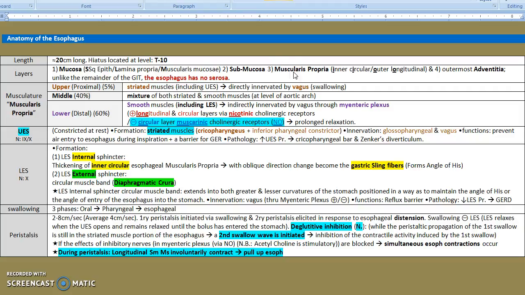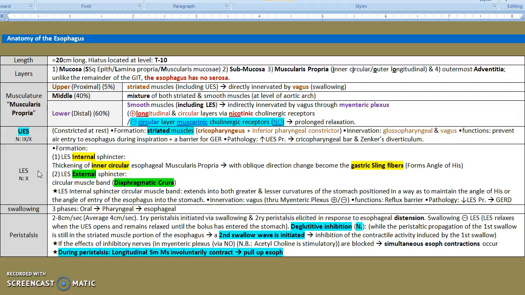The muscularis propria is the muscular layer that we talk about when we discuss the three thirds of the esophagus. The upper third is mainly striated and the lower third is mainly smooth muscle, with an overlap in the middle third. Sometimes they ask about the inhibitory effect of nitric oxide on the circular layer through the muscarinic cholinergic receptors.